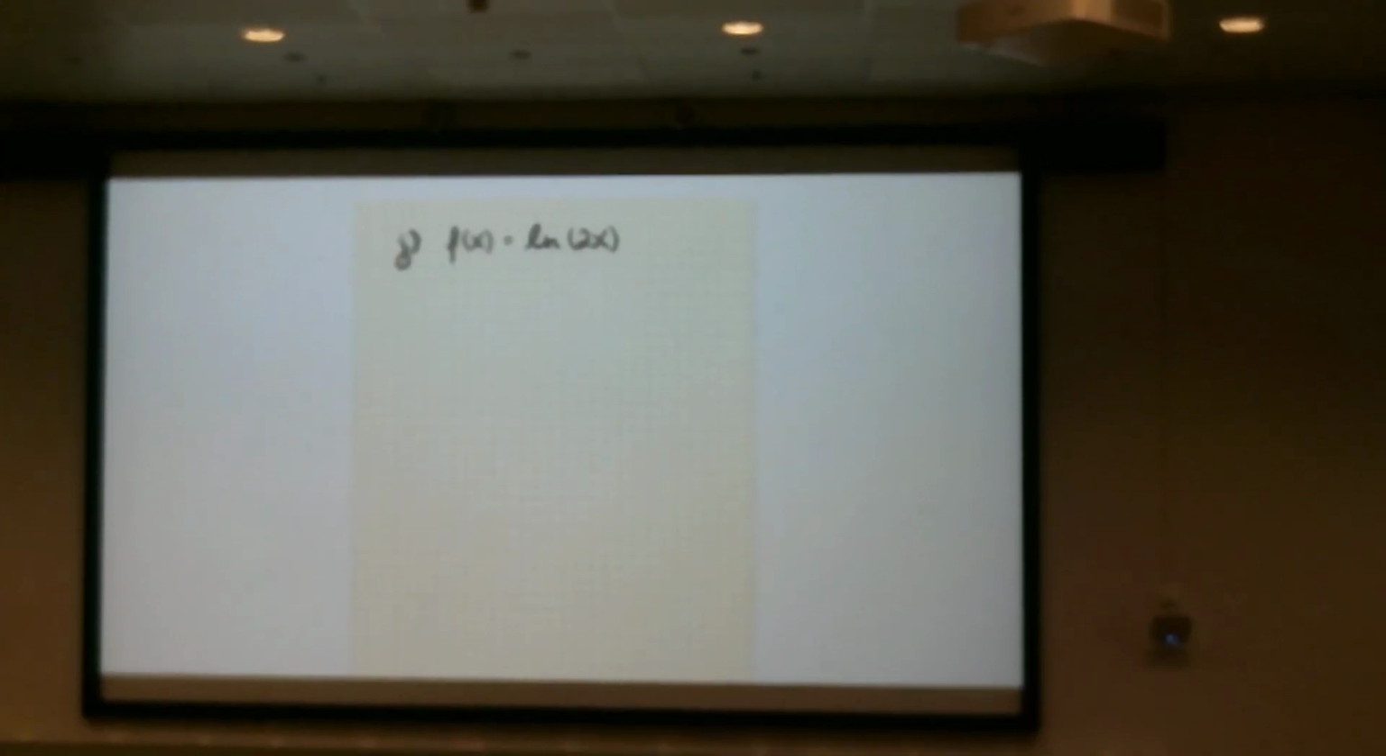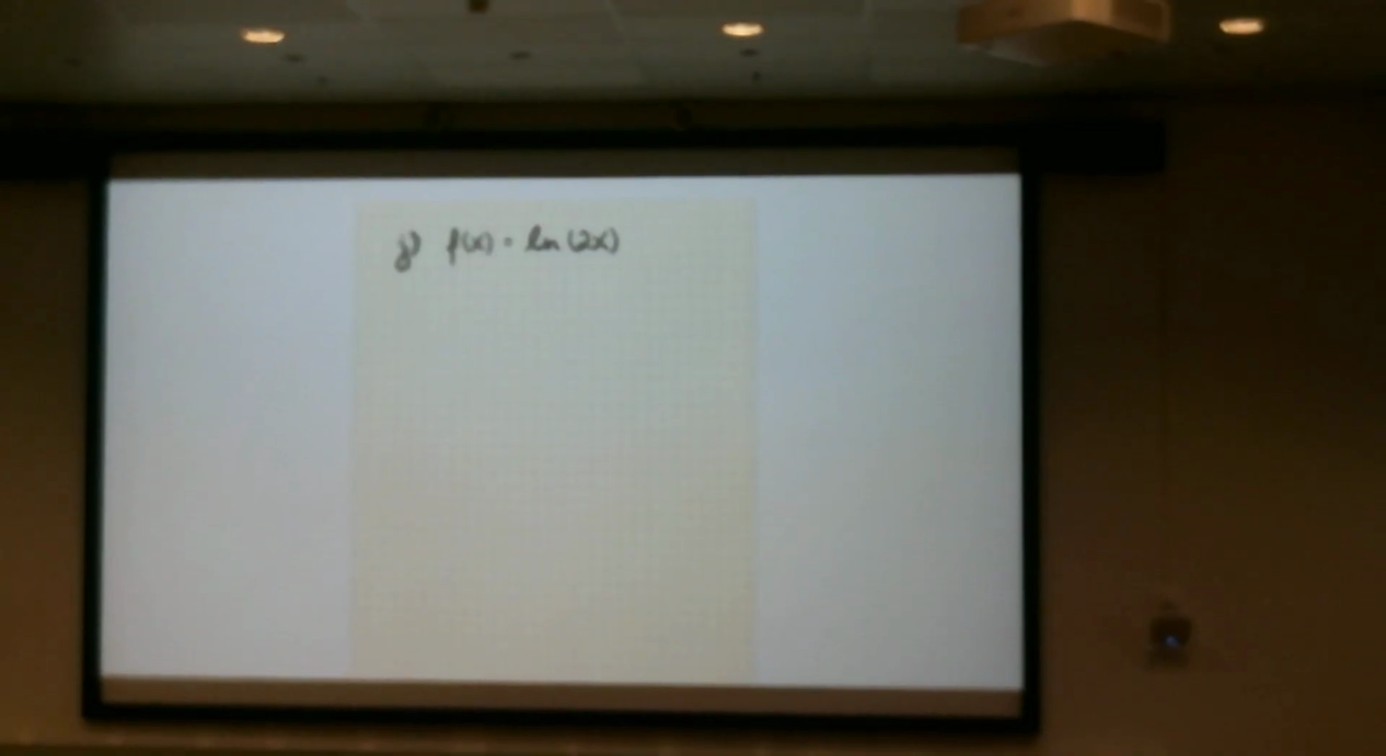And let's use the same principle. f of x equals, let's say, natural logarithm of 2x. So far, we only knew how to deal with natural logarithm of x, and that's 1 over x. But we do not know how to deal with natural logarithm of 2 times x.